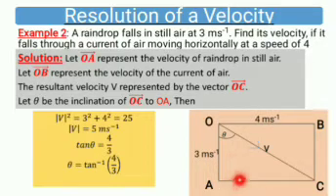Now, using Pythagoras theorem, this is the hypotenuse side, phi. So phi square is equal to 3 square plus 4 square. So 3 square plus 4 square is equal to 9 plus 16, which is equal to 25. If you find the square root of both sides, the magnitude of phi will be equal to square root of 25, which is 5 meters per second.